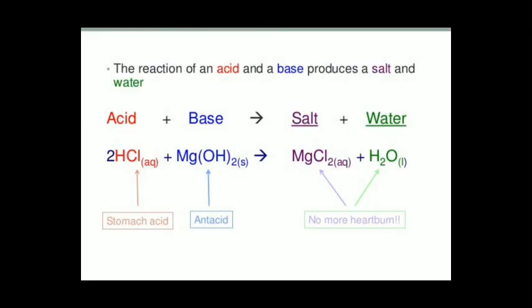So here is the general equation for the reaction between the stomach acid and antacid. Magnesium hydroxide is also known as milk of magnesia. When it reacts with the acid, it makes a salt, that is magnesium chloride, and releases water. And in this way, it helps us to get relief from the pain and irritation.